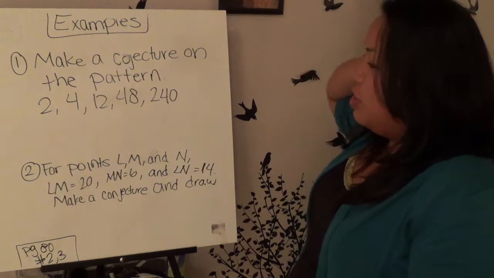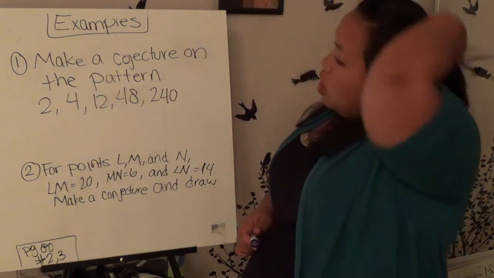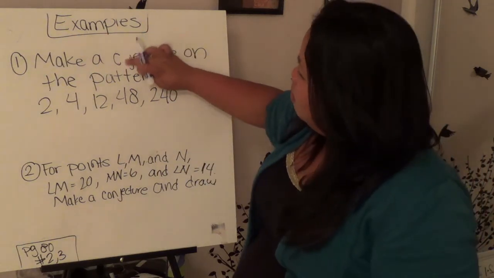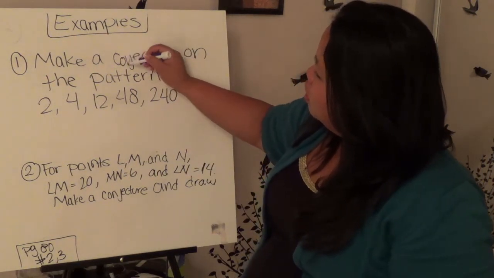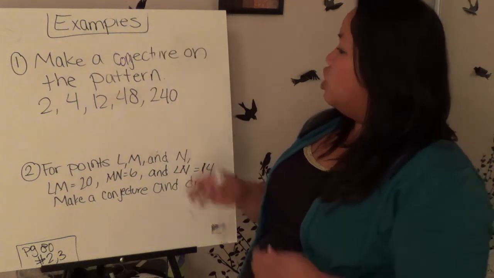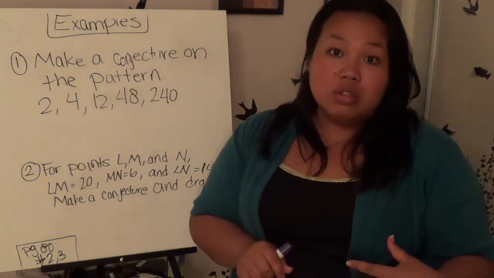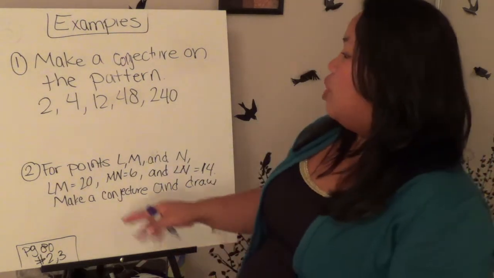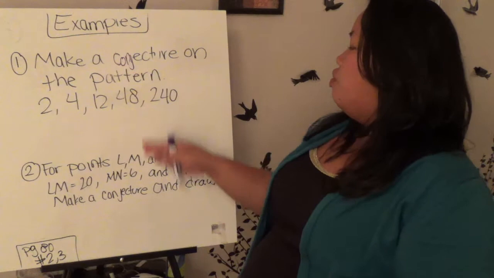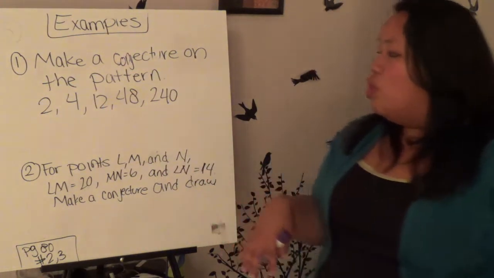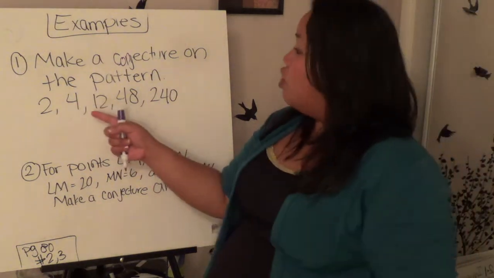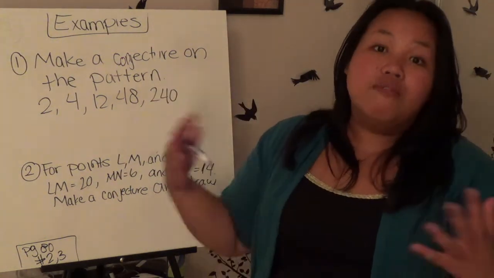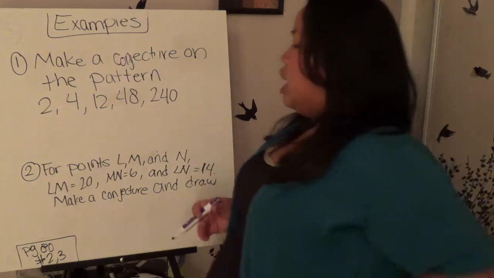The next one we have here is examples. So when you hear the word conjecture, I apologize. So when you see the term conjecture, it just basically means using the patterns, what would go next. So for example, our pattern is 2, 4, 12, 48, and 240. So you want to see how you get from one to the other so that we can come up with the next number. So conjecture could just be figure out the next number or figure out what comes next.